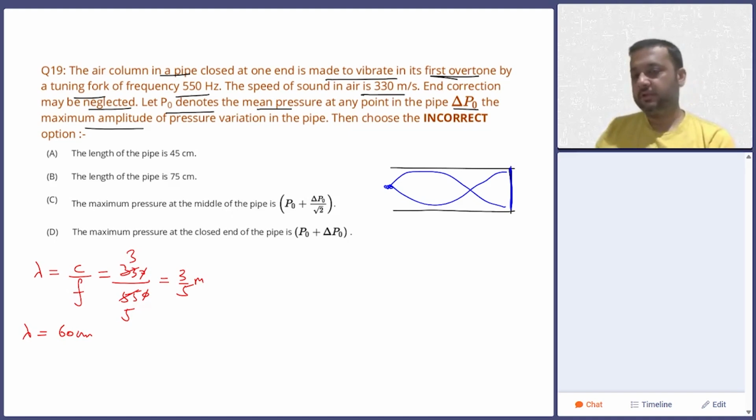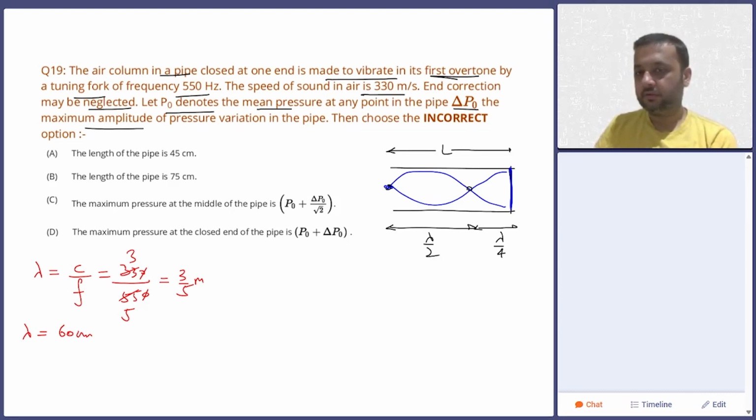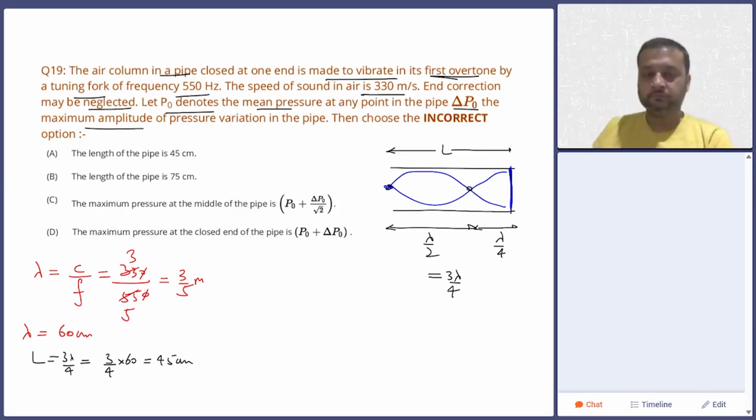Now, what is the length of the pipe? From this node to this node, this will be lambda by 2 and this will be lambda by 4, because the distance from a node to an antinode is lambda by 4. So we can say that this total distance will be 3 lambda by 4. That means L comes out to be 3 lambda by 4, so 3 by 4 into 60 centimeters. Hence this becomes 45 centimeters. So we can say that the length of the pipe is 45 centimeters.